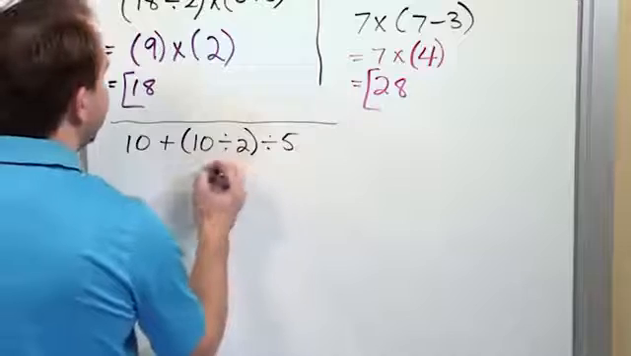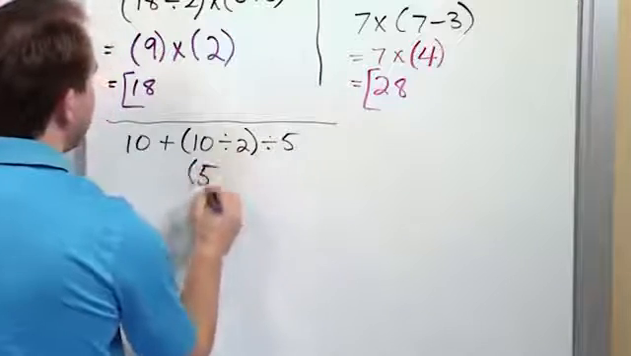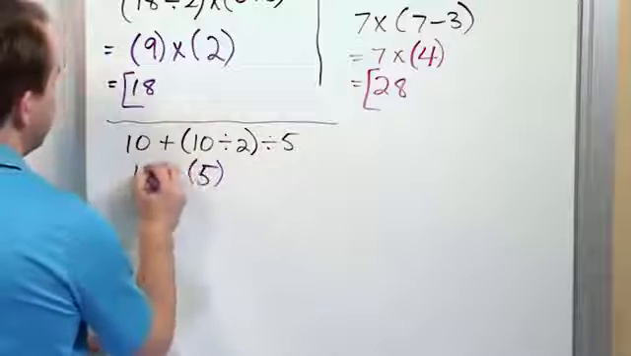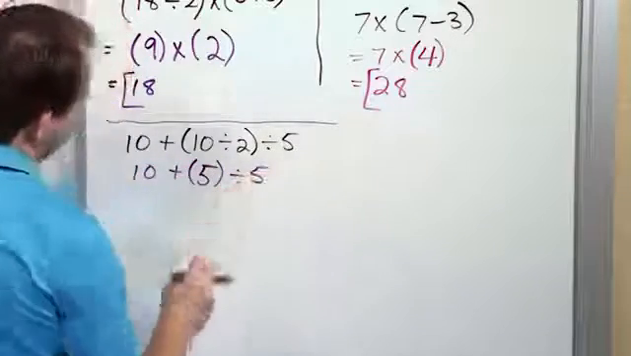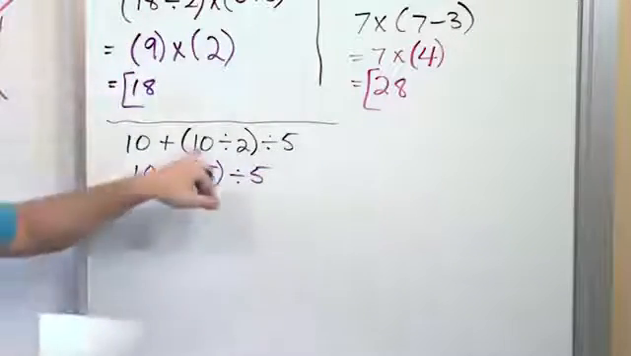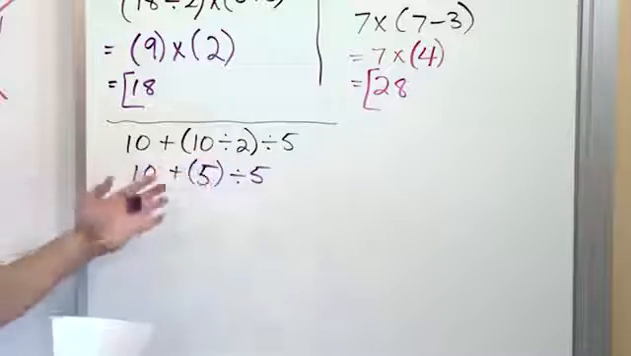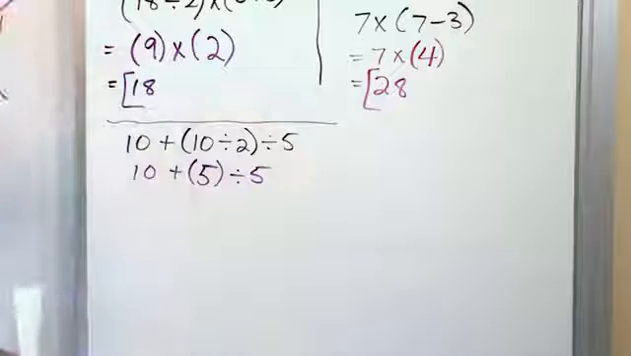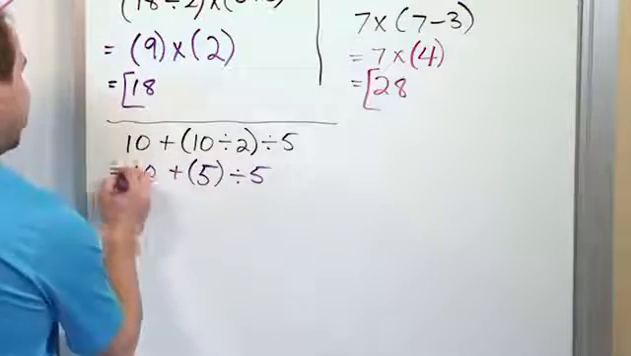10 divided by 2 is 5. And just to remind you, I'll keep the parentheses around the 5 to show you that we've handled it. The plus 10 remains, and the divided by 5 also remains. Okay? There's no adding or subtracting in here. We've done everything that we need to do. We've done the division first, so we have a 5 here. Now we go to the next step.